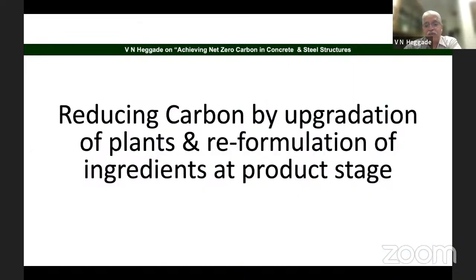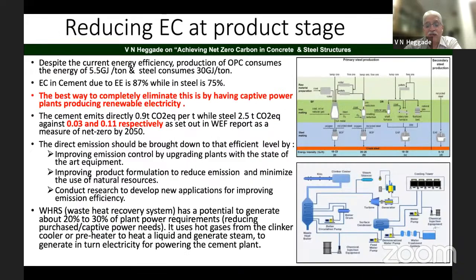Now, reducing the carbon by upgradation of the plants and reformulation of the product mix. In steel production, if you use the electric arc furnace instead of BOF, it's possible to reduce the embodied energy in the steel to a large extent. And if you use recycled steel instead of primary steel, again it can be reduced to a large extent.